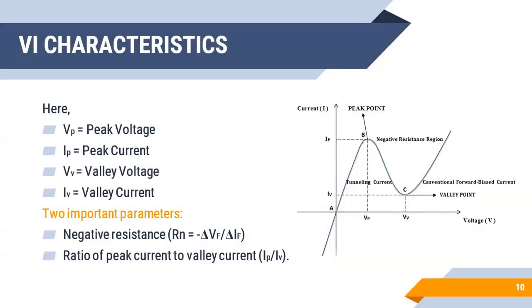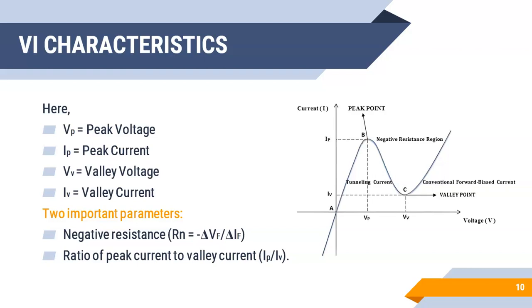Now take a look at this graph. This gives the relationship between voltage and current characteristics of the tunnel diode. We all know that if we increase the forward voltage from 0, the current also increases. At one point, it reaches its maximum value, which is called the peak current IP. That corresponding voltage, we call the peak voltage VP. Similarly, when we increase the forward voltage beyond the peak voltage, the current decreases and reaches its minimum value. That is known as the valley current IV. That corresponding voltage is called the valley voltage VV.